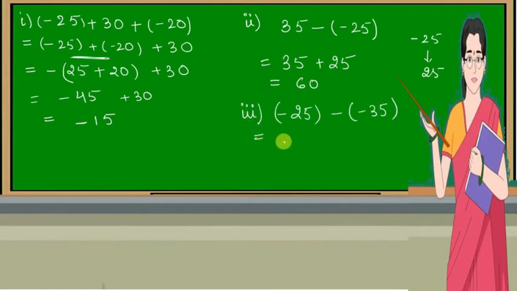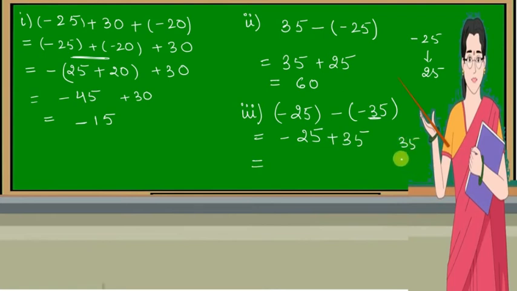Here, minus 25 remains as it is, and subtracting a negative number means adding a positive number. This means the additive inverse of minus 35 is plus 35. So we will add its additive inverse, so the additive inverse is 35. Now we'll apply the rule of addition. Because these are unlike integers, we actually have to subtract.